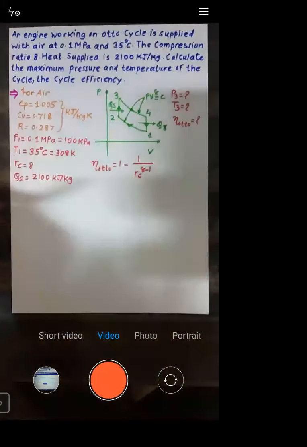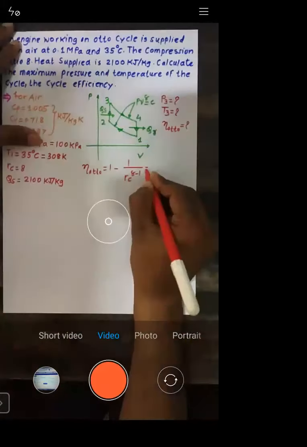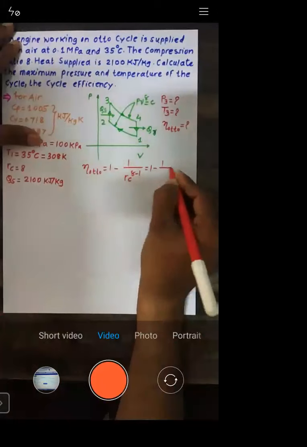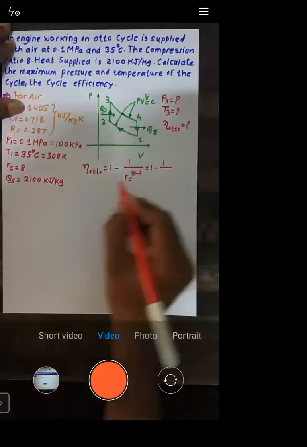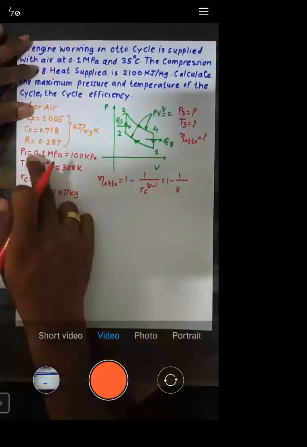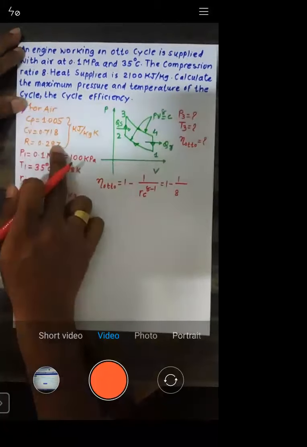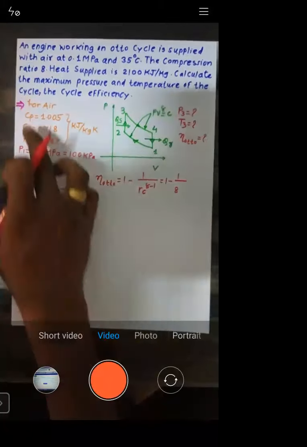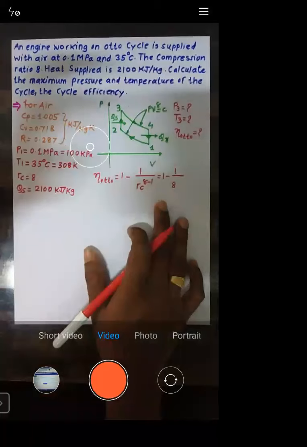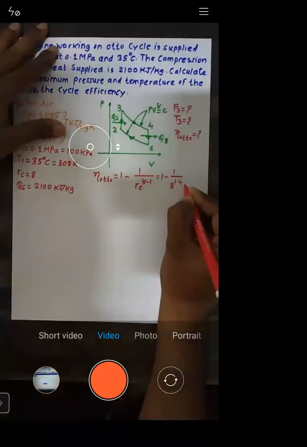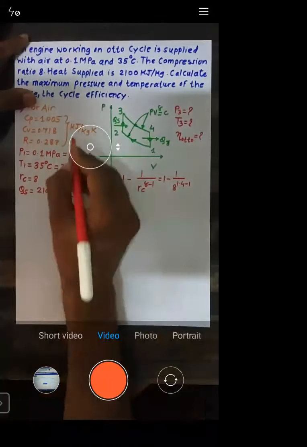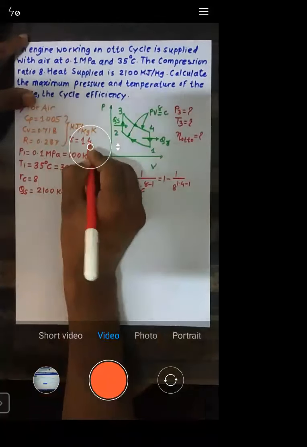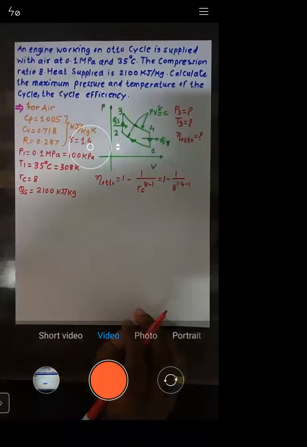So let us put the values. 1 minus 1 upon Rc. Rc is directly given in the problem, 8, raised to power gamma minus 1. Now what is gamma? All of you know that. What is R? Cp minus Cv is R. Similarly, what is gamma? It is Cp by Cv, right? Cp by Cv is gamma, and it is always 1.4. I will write down here, gamma is equal to 1.4. It's the adiabatic index, right?